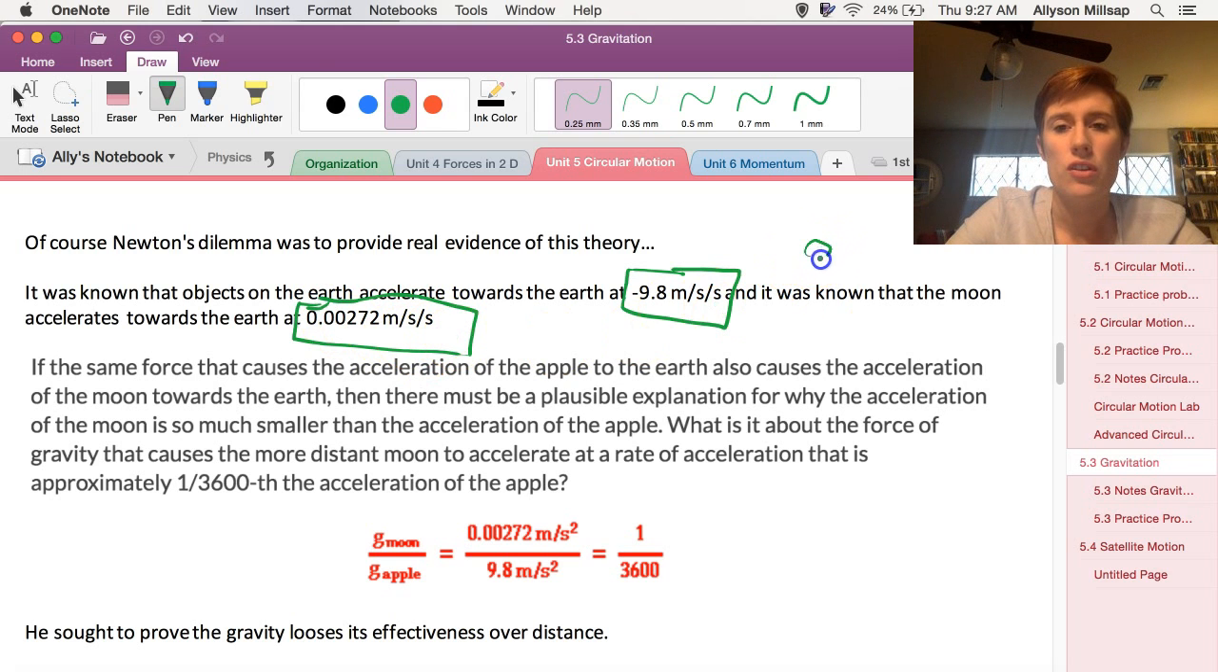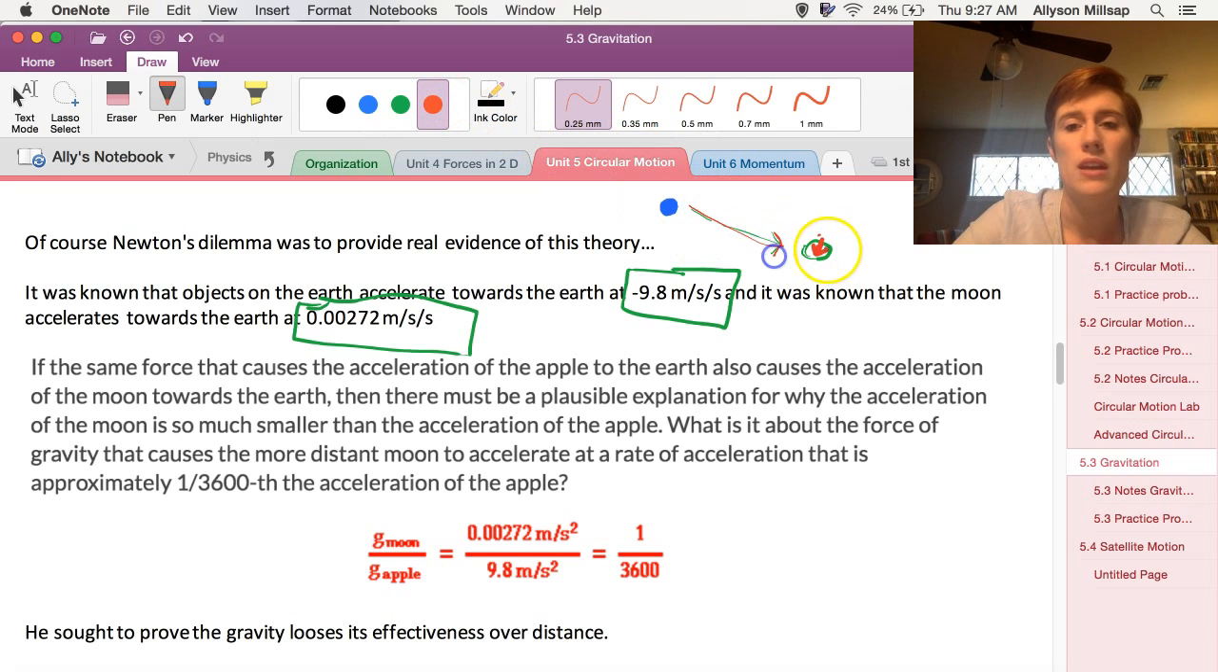So here's the Earth, okay? Something on the Earth accelerates, there's a huge force pulling that object towards the Earth. The moon, which is much further away, has a much weaker pull. Gravity's pull is much weaker on the moon than it is on an object on the Earth. So basically, Newton knew that distance had something to do with the force of gravity. An object that is closer to the Earth has a much greater force of gravity than an object far away from the Earth, like the moon.